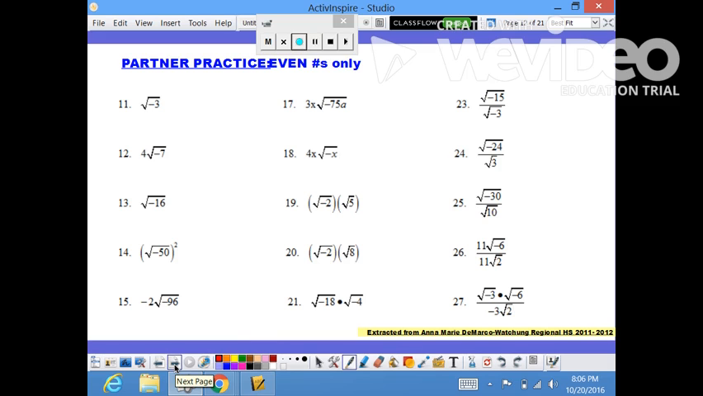All right. So today, we practiced the even problems only. The even problems that we were looking at were 12, 14, 18, 20, 24, and 26. And we practiced those in partners. That way we can get used to seeing the negative under the square root sign.